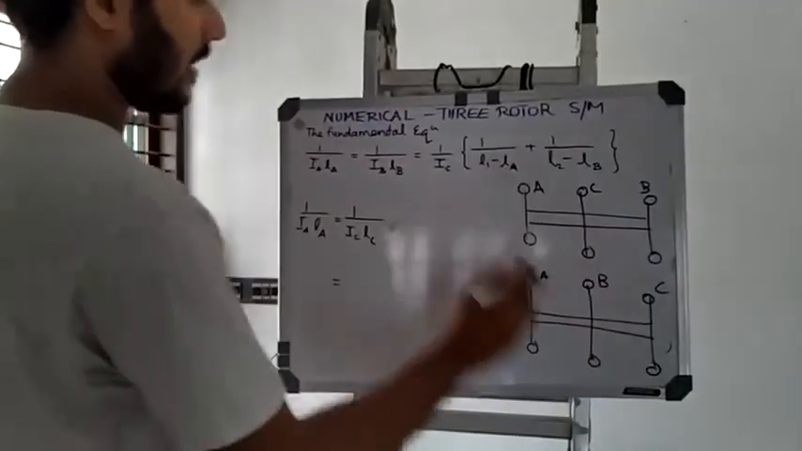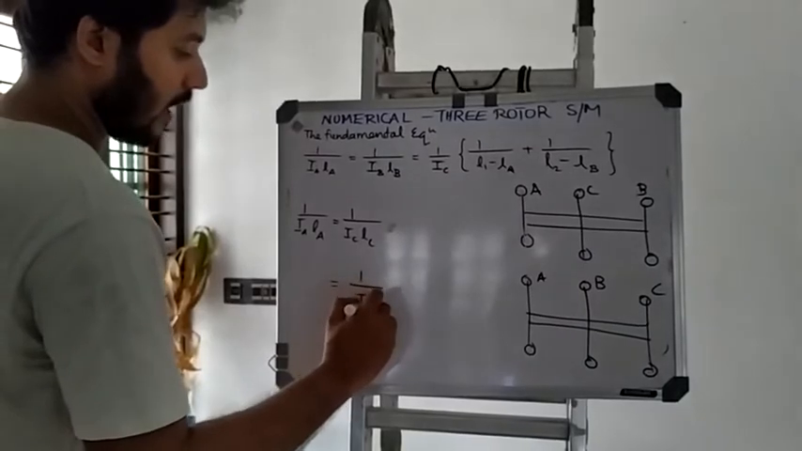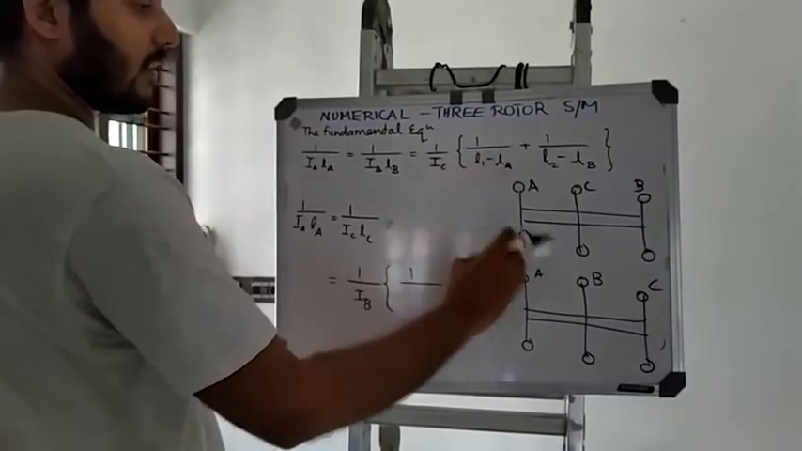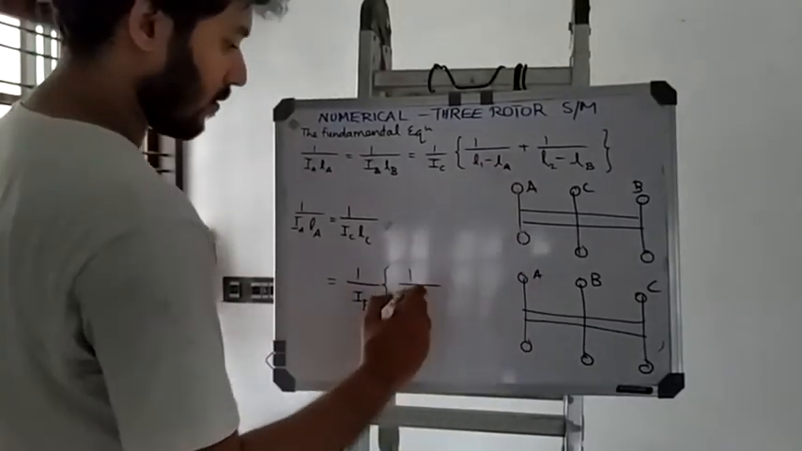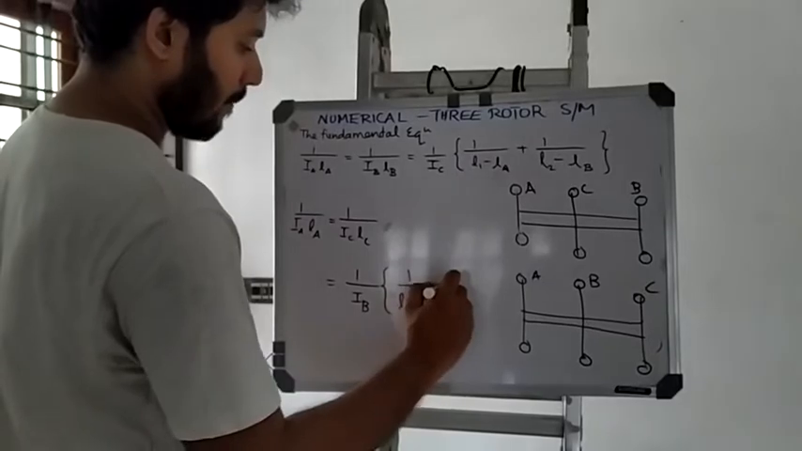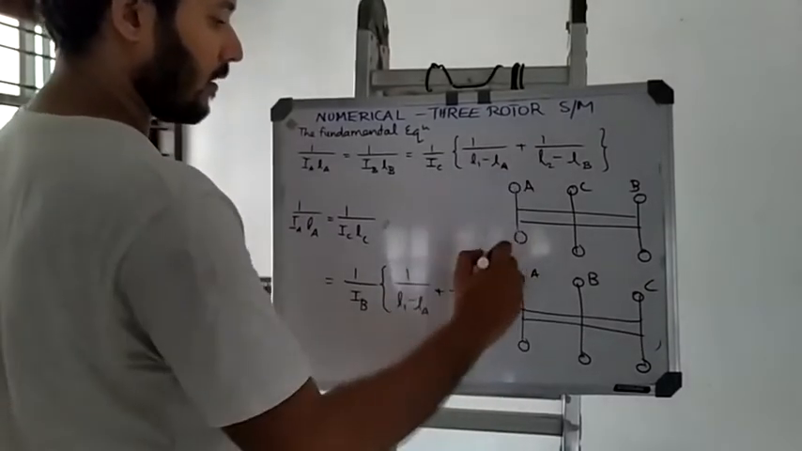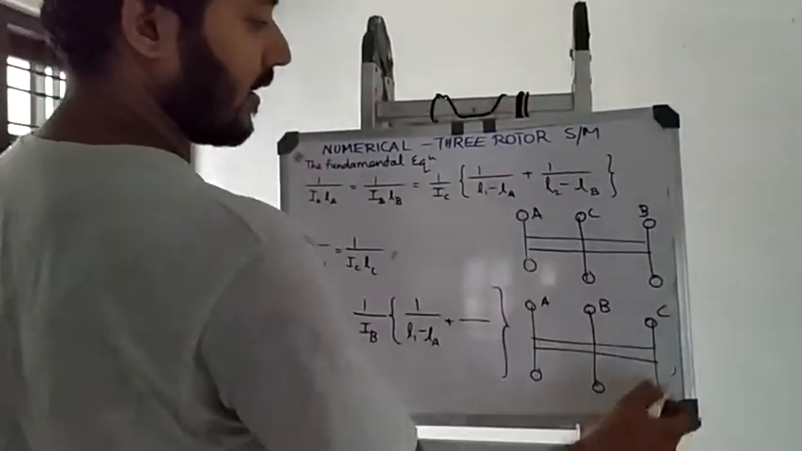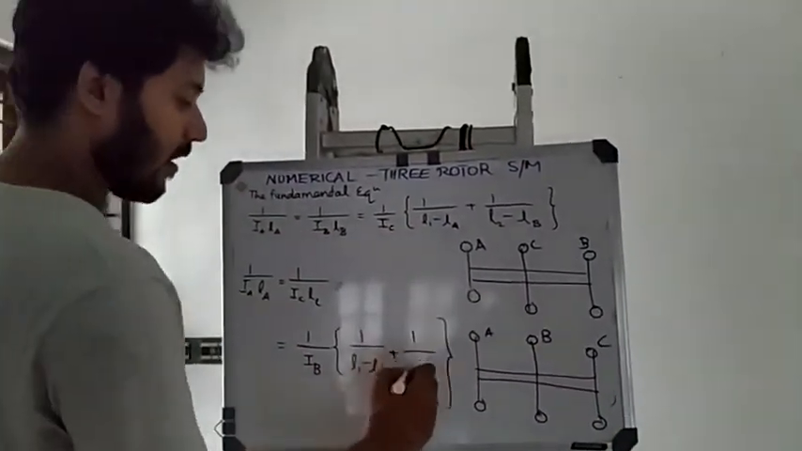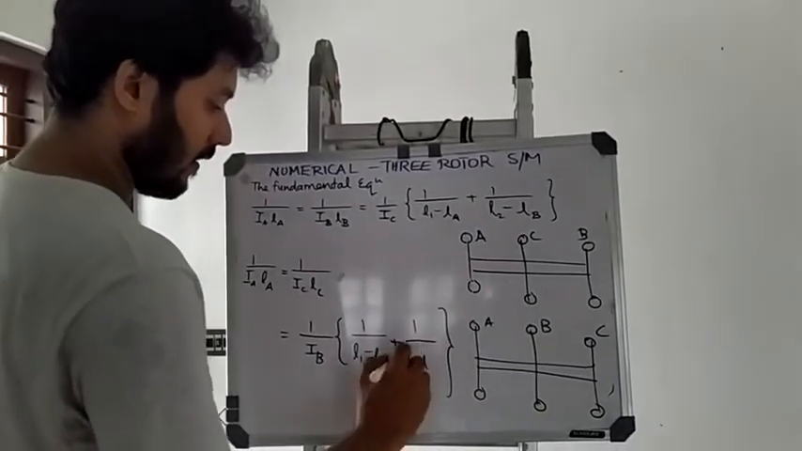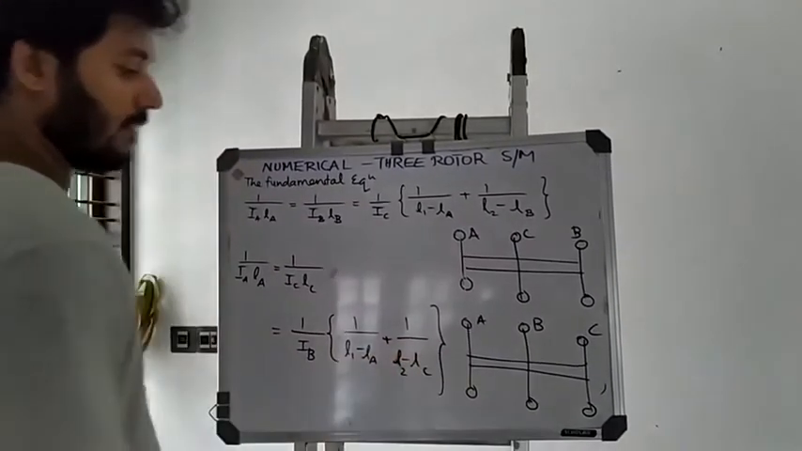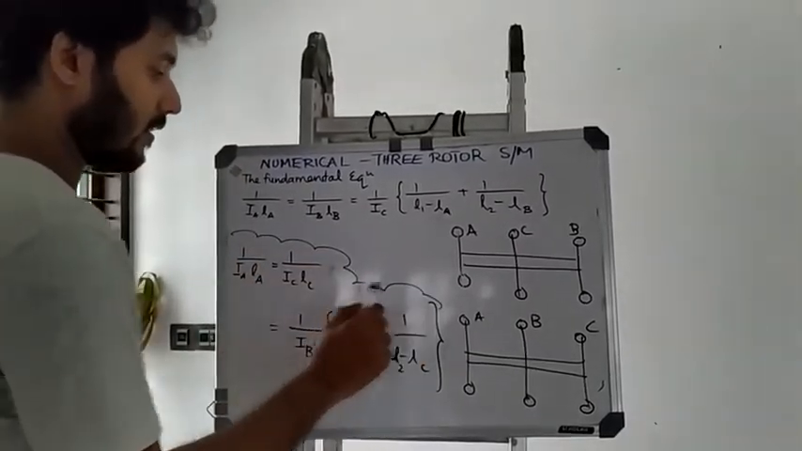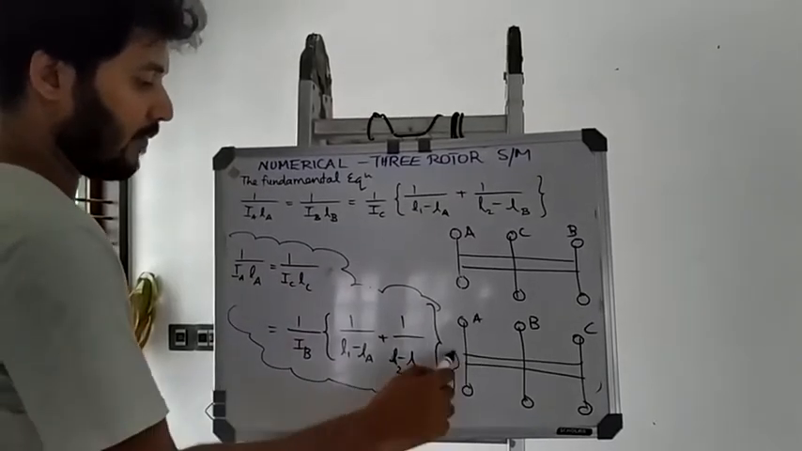That was with respect to the section which is coming in the middle. Now here B is coming in the middle, so this will be equal to 1 by IB multiplied by 1 by L1 minus LA. This is related to the part which is at the extreme end, A is at the extreme end here also. Plus the second part was related to the rotor which is at the extreme end. Now in this case this is C. So this will be 1 by L2 minus LC.